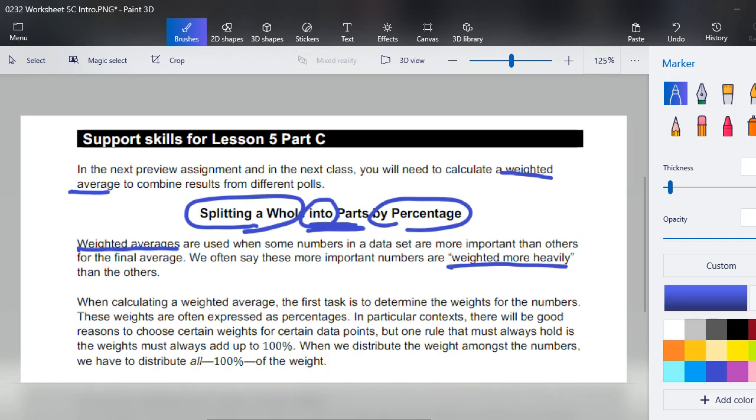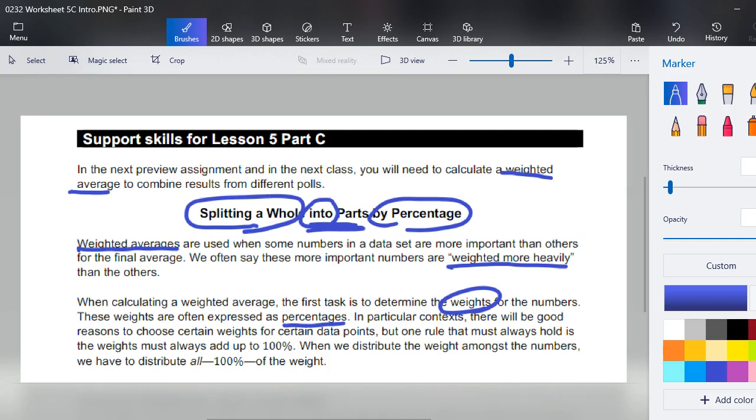We often say that these more important numbers are weighted more heavily than the others. When calculating a weighted average, the first task is to determine the weights for the numbers. These weights are often expressed as percentages. Again, really good information to have on a weighted averages area, glossary, card, something.